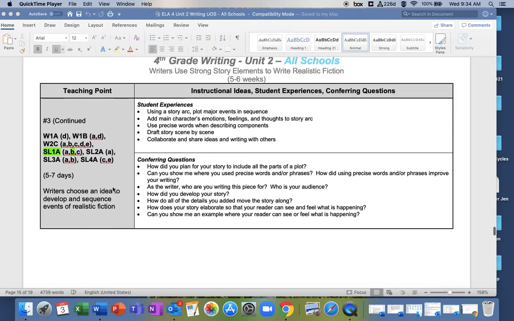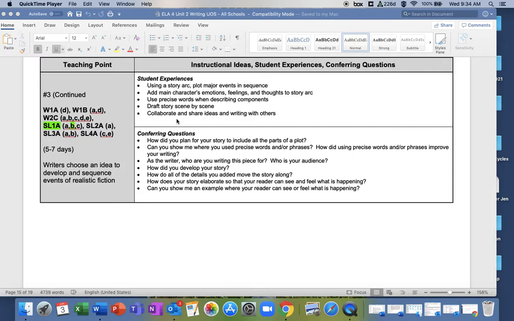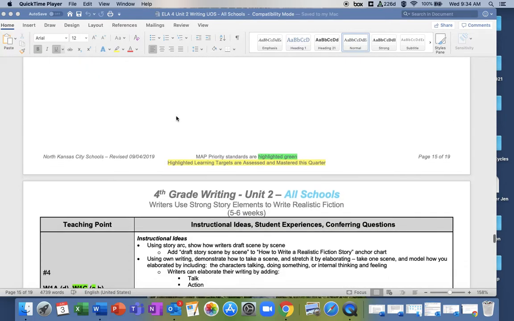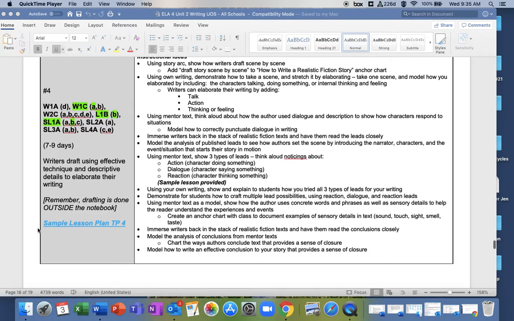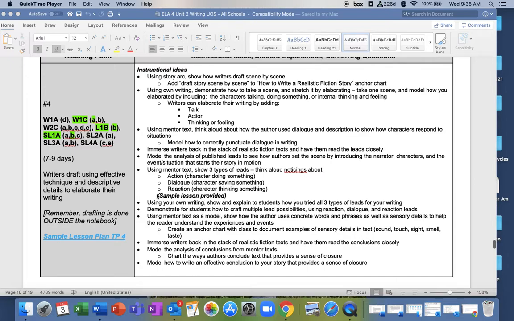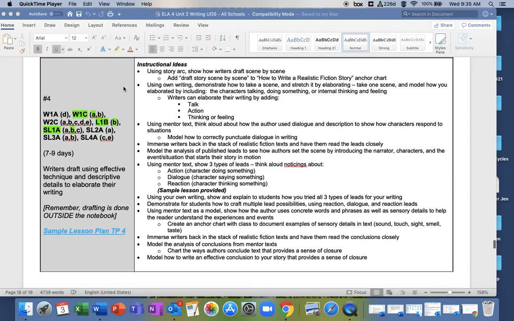Teaching point 3 continued, again with the same information as in the previous teaching points. Teaching point 4, same thing. And this is where you notice they suggest that you do that sample lesson. And it'll tell you right here that it goes along with this part right here. Again, I would encourage you to read it over and decide for yourself, are there some bullets that you want to combine, and how are you going to map this out over 7 to 9 days?